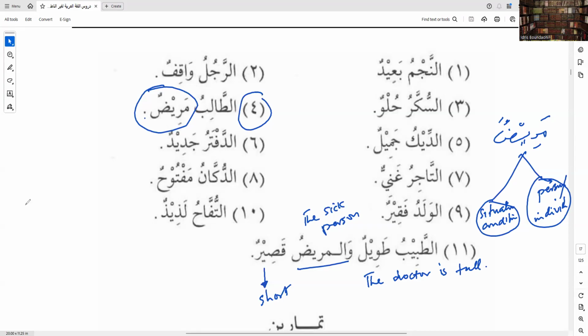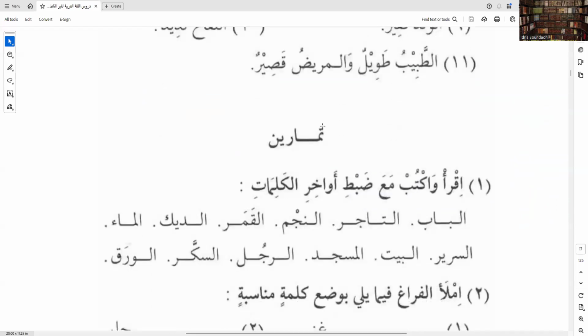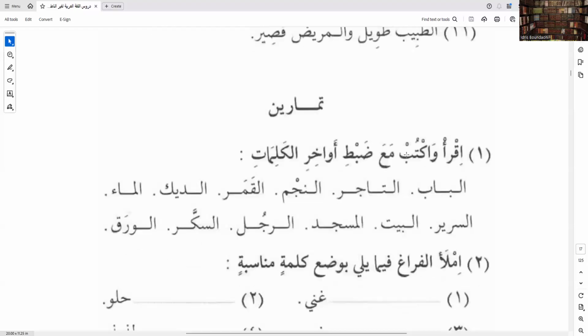All right, let's do some more. So ikra. So tamarin, these are exercises for you. I'm going to do a few, then you can try the rest. Ikra waqtub, read and write, مع, with, or by, الضبط. الضبط here means vowelization, by voweling. أواخر الكلمات, the ending, right? The ending of the words.